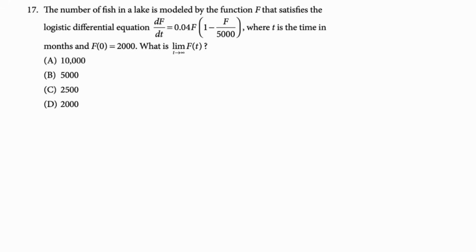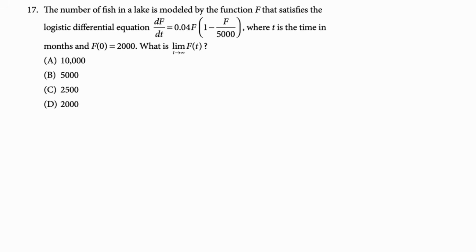17, the number of fish in a lake is modeled by the function f that satisfies the logistic differential equation. df dt is 0.04 f, quantity 1 minus f over 5,000, where t is the time in months and f of 0 is 2,000. What is the limit as t approaches infinity of f of t?